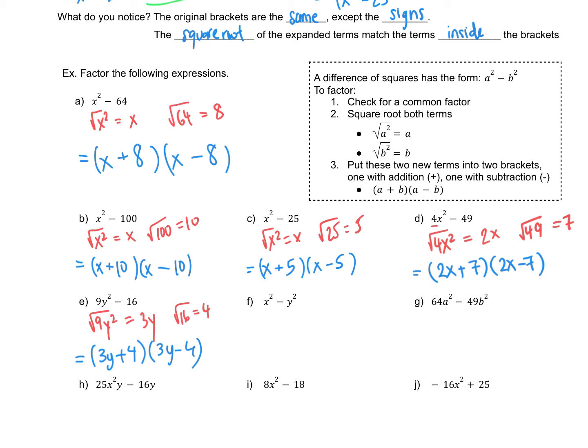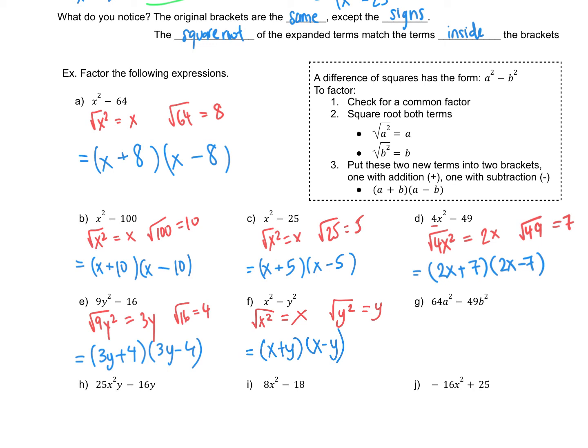All right, for f, you will notice we don't have any numbers. And you might say, well, I have subtraction, but how do I know it's a difference of squares? Well, both of these terms have an even exponent, which means you can square root it. So if I try to square root x squared, we've already seen many times that it's just x, because x times x is x squared. And likewise, if I try to square root y squared, it's just y. So it looks like there aren't any numbers, but remember, technically there is a coefficient of 1 in front of all of them. And then we're just going to do x plus y and x minus y. So one addition, one subtraction bracket.